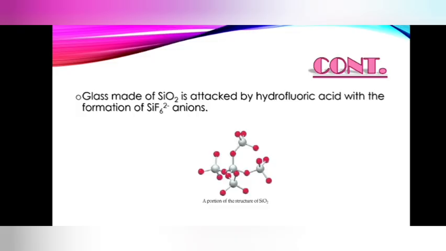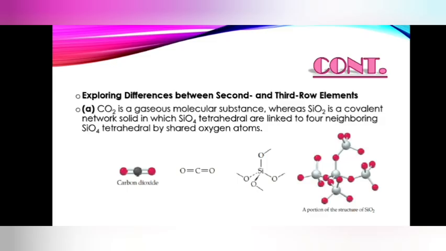Glass made of silicon dioxide is attacked by hydrofluoric acid with formation of SiF6 2- anions. So it's just an example that the glass which is made of silicon dioxide, if it is reacted with or attacked by hydrofluoric acid, then SiF6 anions are formed. This is the structure of SiO2 which was also given in the previous slide.